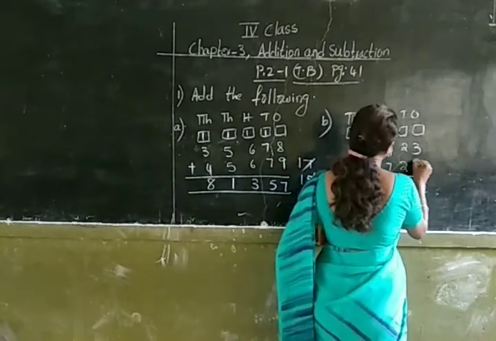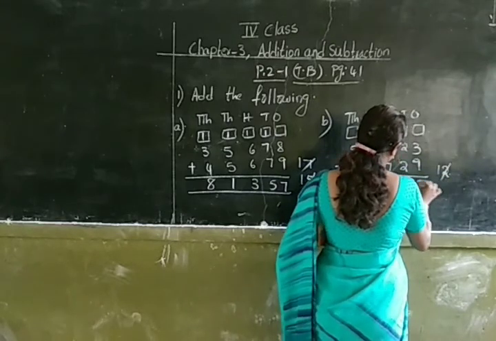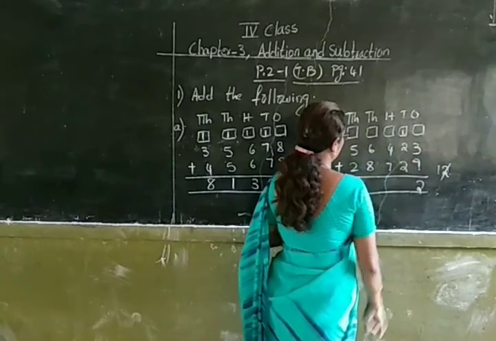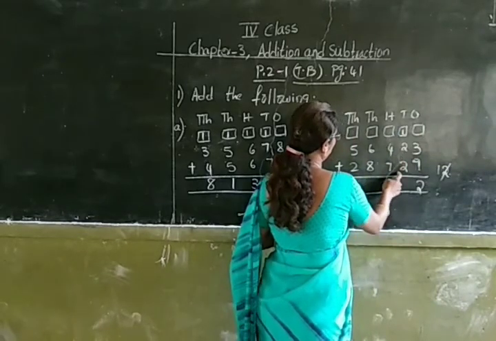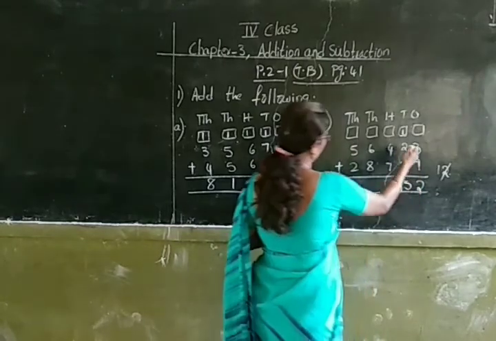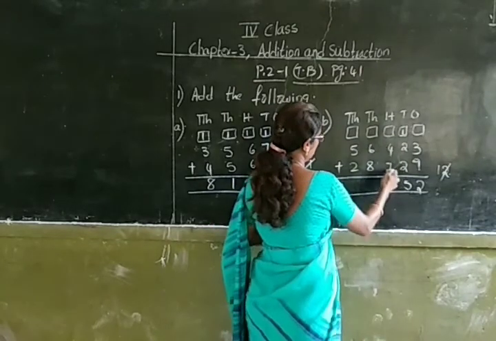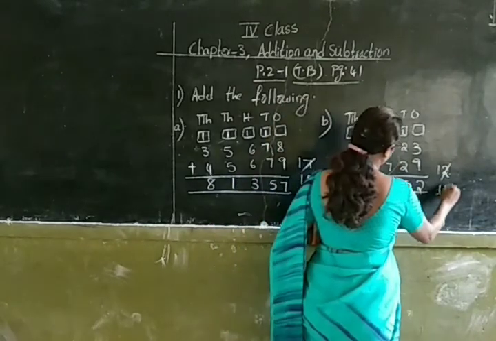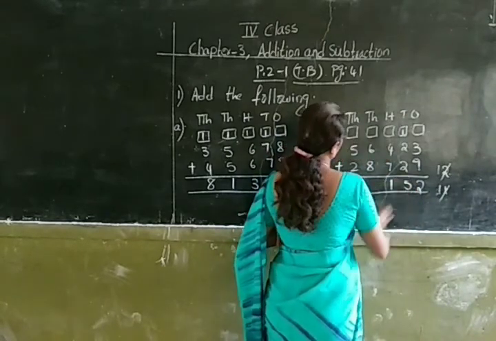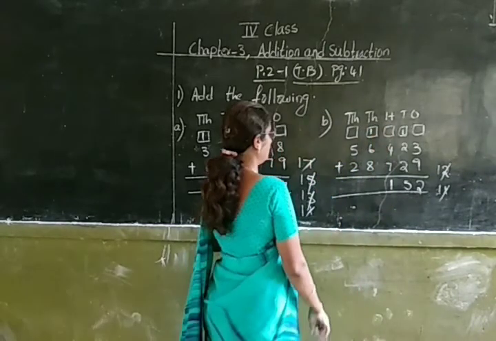Okay. 9 plus 3 is how much? 9 plus 3 is 12. Put 2 in ones place and carry away 1 to the tens place. 2 plus 2 is 4 and 4 plus 1 is 5. Now after adding the numbers in tens place, let us add the numbers in hundreds place. 7 plus 4 is 11. Put 1 in hundreds place and carry away 1 to the thousands place.